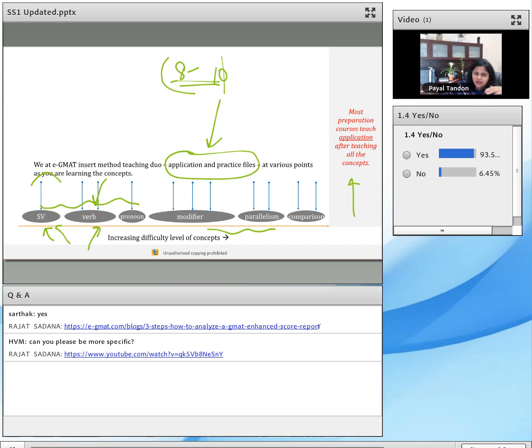Now, what that helps to do is, as you're learning the concepts, you're also learning how to apply those concepts. So when you get to comparison questions, all of this seems to be coming very naturally to you because you have not only learned the concepts, you've also learned how to apply them. Okay, and that is the benefit of learning application inbuilt as you're learning the concepts. That is the benefit of learning application through these purpose-built files and not just a random selection of questions.